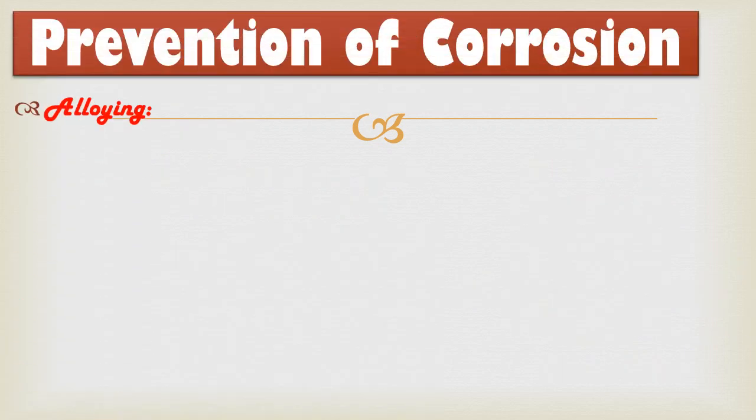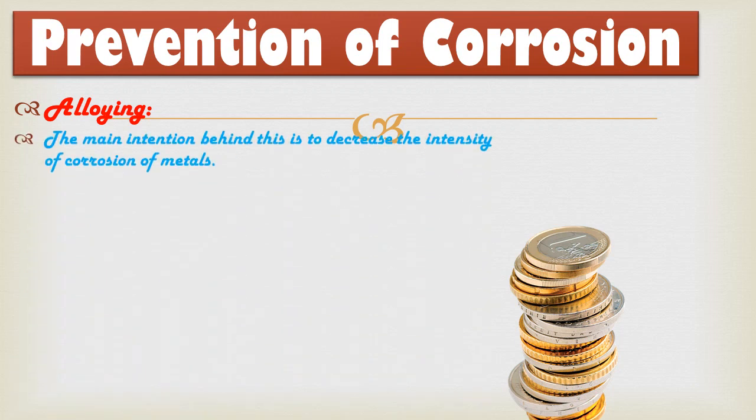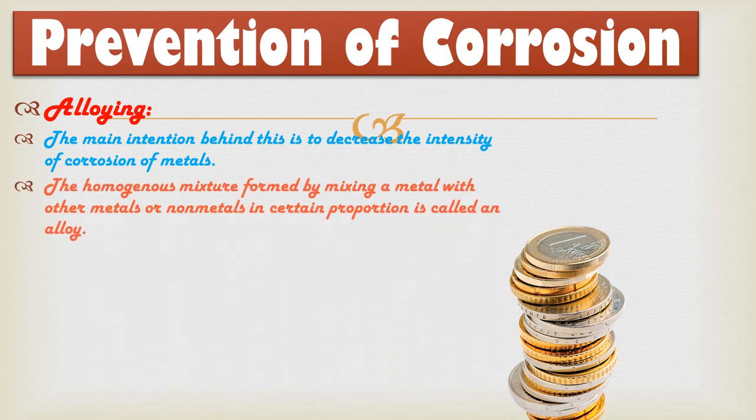Okay, now the fifth method is alloy. The majority of metallic substances used presently are in the form of alloys only, and the main intention behind this is to decrease the intensity of corrosion of the metals. Alloy means a substance formed with a mixture of two or more different metals.